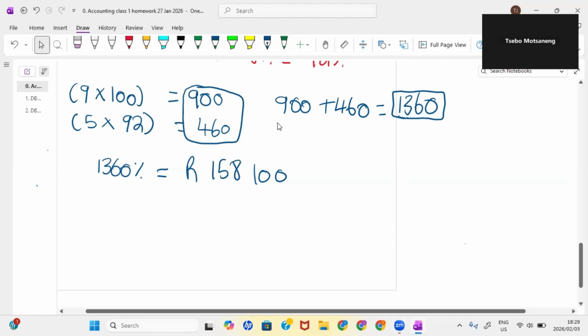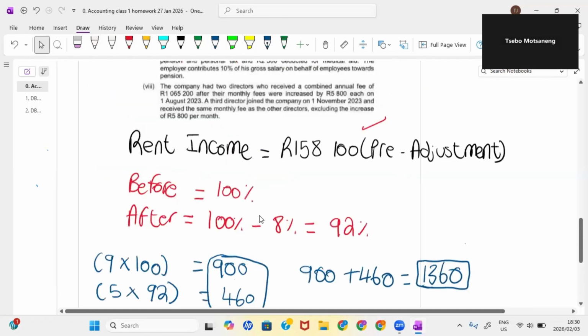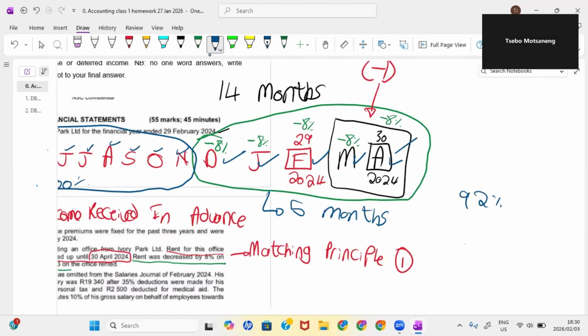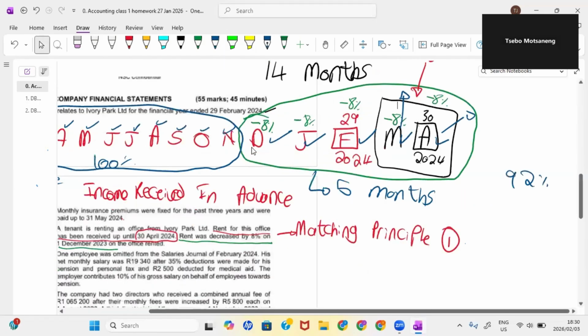This is what we have, all right? Now, what are we trying to do? We are trying to figure out how much we actually received here for each month. But obviously this is when the decrease took place. So I can say it this way: this is when we're actually receiving 92%, right?